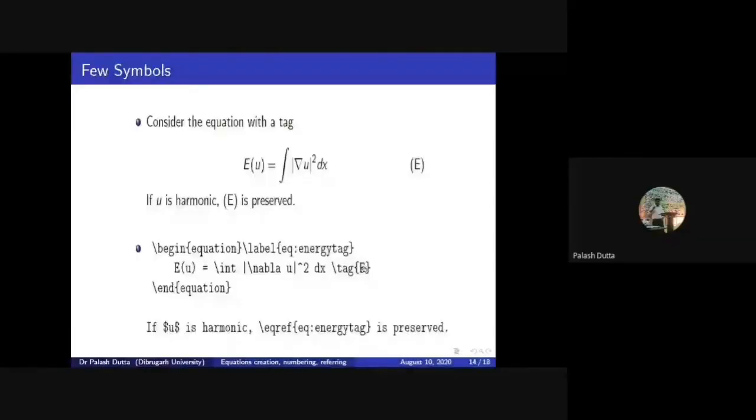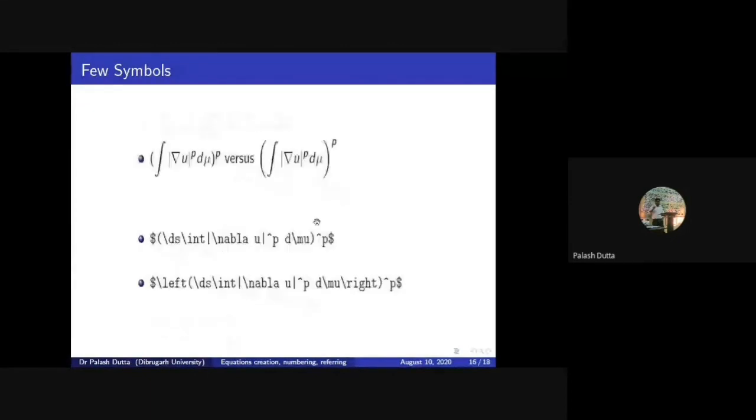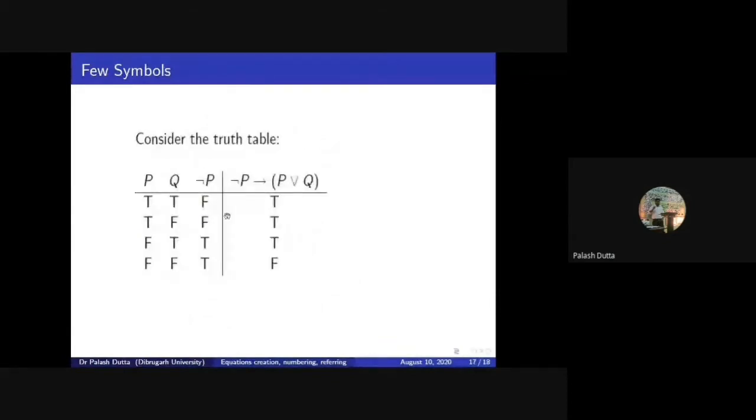Here again it is 2 because we are simply using begin equation and end equation, right? And split means it is split into two lines, two equations. But although there are two equations, the number is 1, right? So this is an expression. For this expression, our command will be this much. Finally, for a truth table also we can write easily using matrix array.